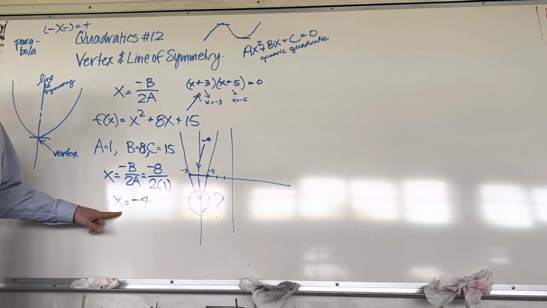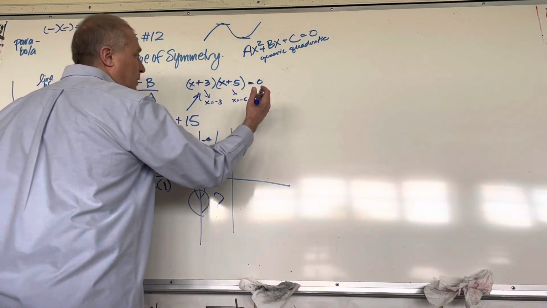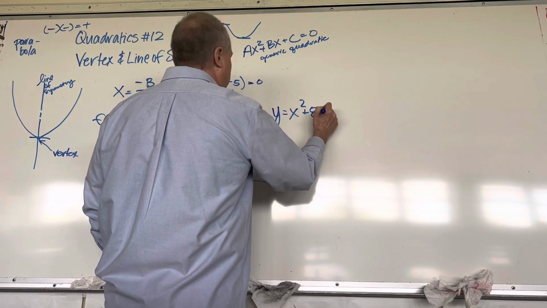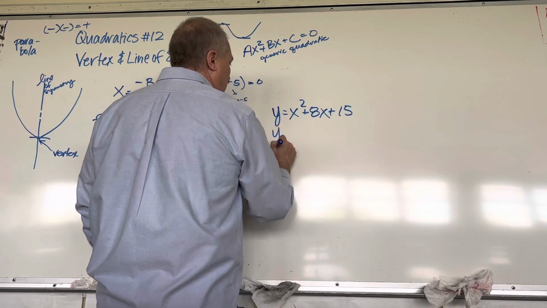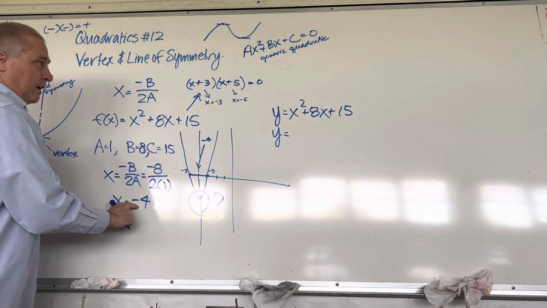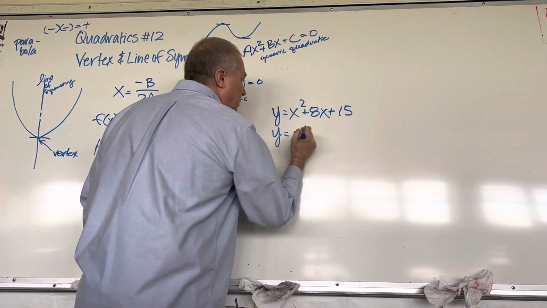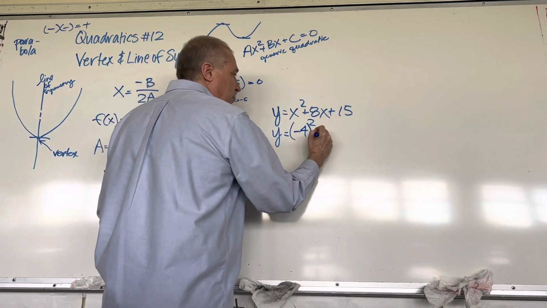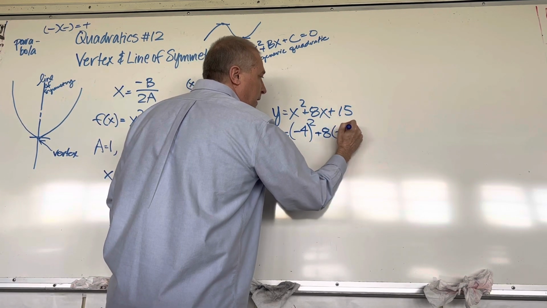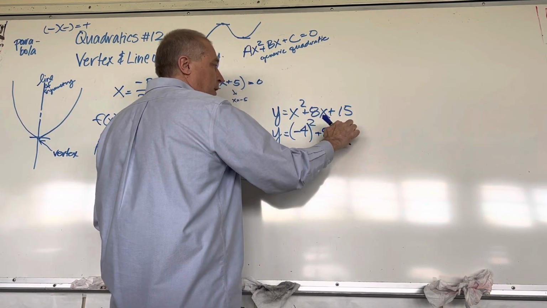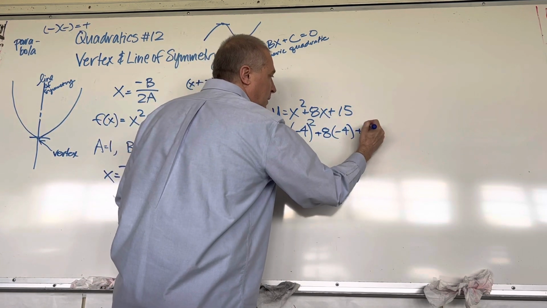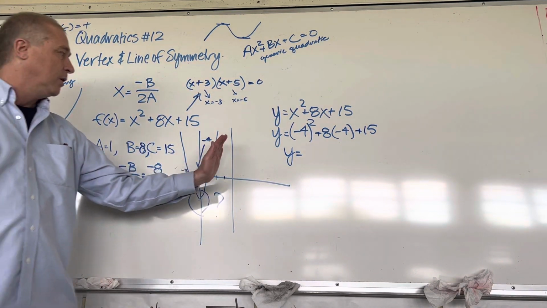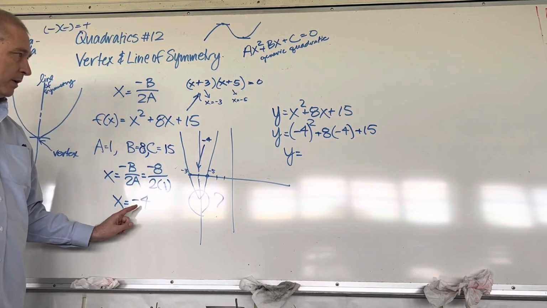Once we have the x value for the vertex, we now can plug that into the original function. So we say that y equals x squared plus 8x plus 15. Y equals, we have the x value of negative 4. Negative 4 squared. See how I plugged in negative 4 for the x? Plus 8 times negative 4, plug in the x. Plus 15. And now do the math, and we're going to figure out what the y value is. The y value will tell us the height of the vertex. We know that the x is negative 4 here.